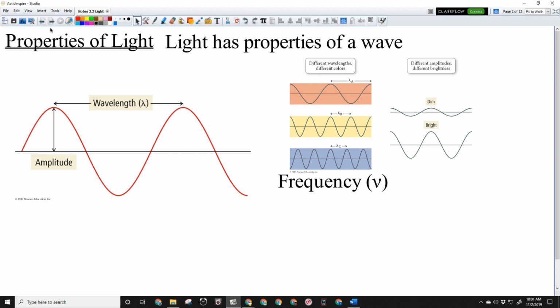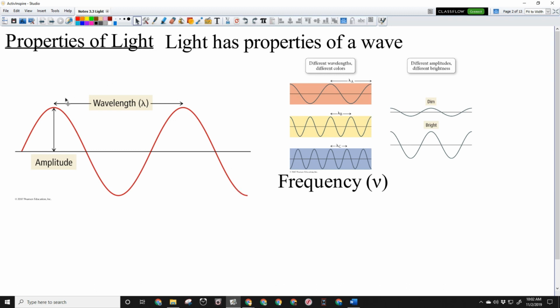So as we start out, we need to realize that light has properties of a wave. I know that you studied waves in junior high, probably in the 8th grade, but we're going to talk about the parts of a wave again. So if you go ahead and draw this and label this in your notes, you can pause the video to do that.